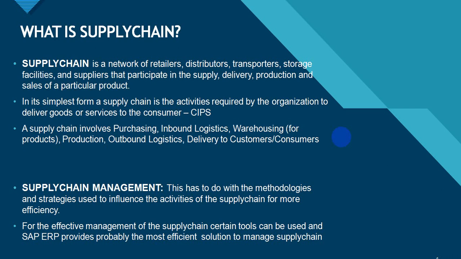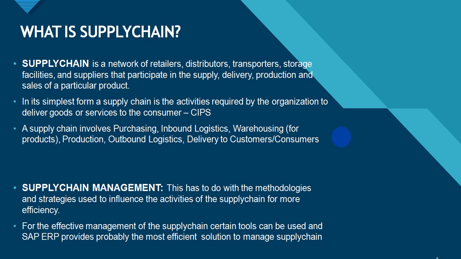A supply chain involves purchasing, inbound logistics, warehousing for products, production, outbound logistics, delivery to customers or consumers. All right, so supply chain is the activities, the operations that are required to source for items from a supplier or a vendor, process such items or service, and deliver it to the customer.